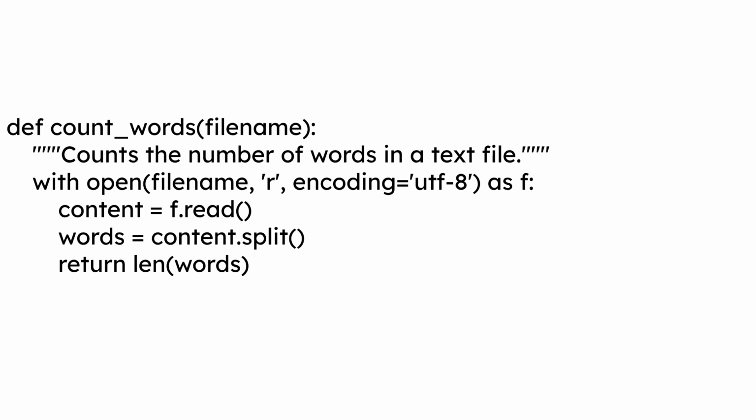Finally, we have return len(words). The len function stands for length. It simply counts how many items are in our chopped up list, and return hands that final total word count right back to our chef's brain. So when the chef's brain asks for the word count, this station opens the file, chops the text into individual words, counts them, and reports back with the exact number.